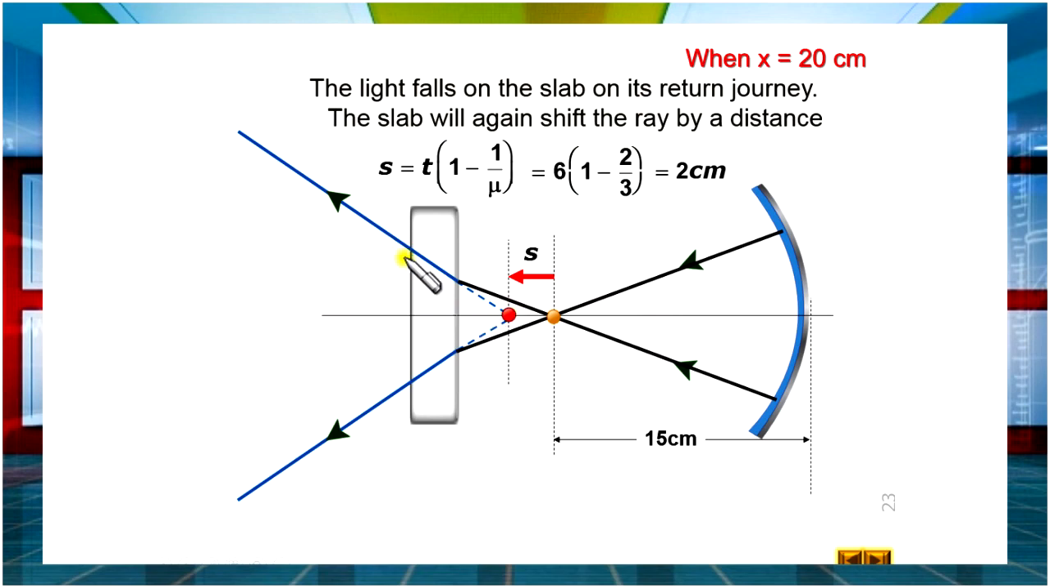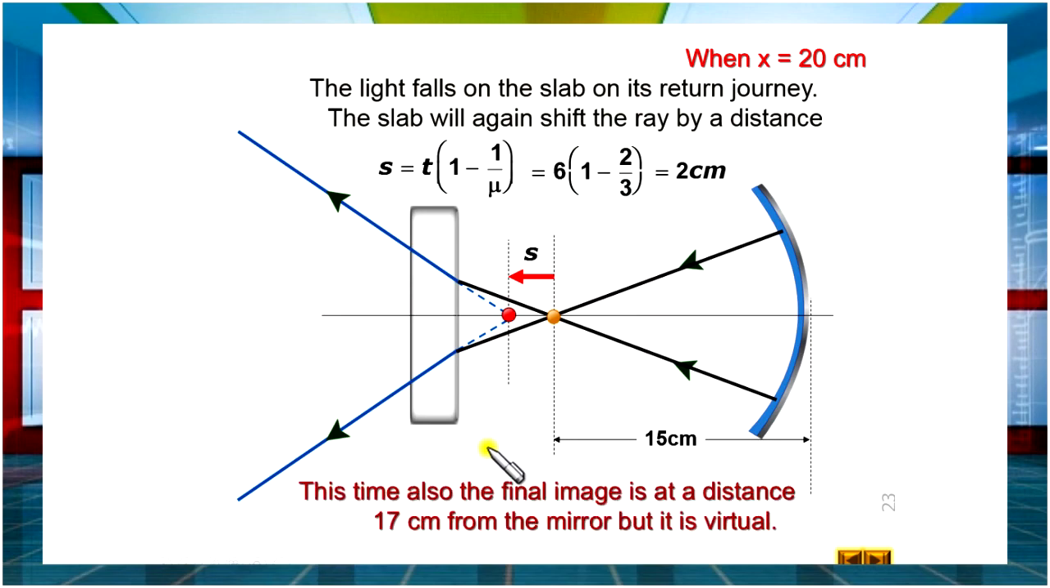You can observe after interacting with the system, rays are diverging. And diverging rays will meet at this position in the backward direction if they are produced. That means the image nature here is virtual. So here we can say the final distance is again 15 + 2, that is 17 centimeter from the mirror, but the nature of the image is virtual in this case. Okay.